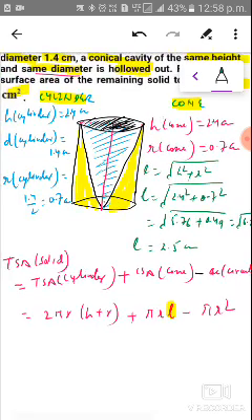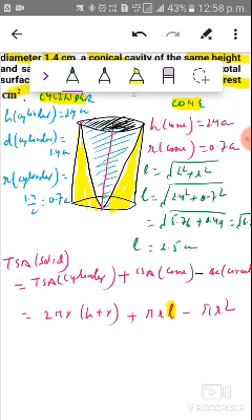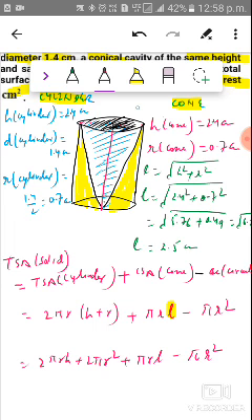Coming back here, we can write this as 2 pi r h plus 2 pi r square plus pi r l minus pi r square. We can calculate these two: 2 pi r square minus pi r square. So this will be 2 pi r h plus pi r square, and then we'll have pi r l.